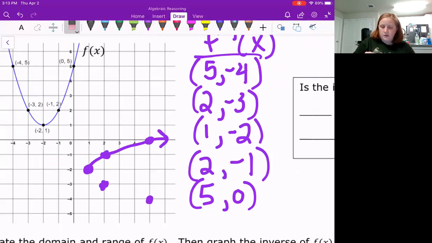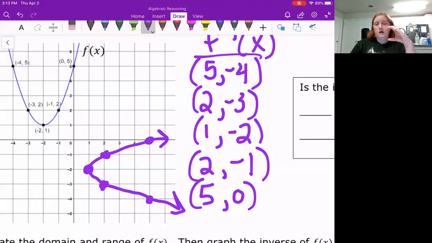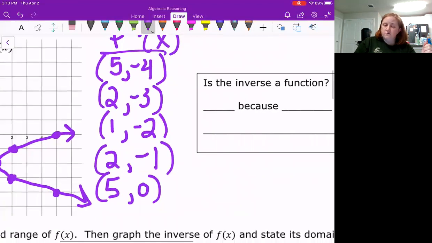Whoops, let me try that again and actually hit the dots. There we go. So one thing I noticed, my parabola, which was then originally opening up, is now turned on the side. So it kind of looks like a C shape. So that is very important when we talk about what makes a function. So is this inverse a function or not? Well, we need to test this out.